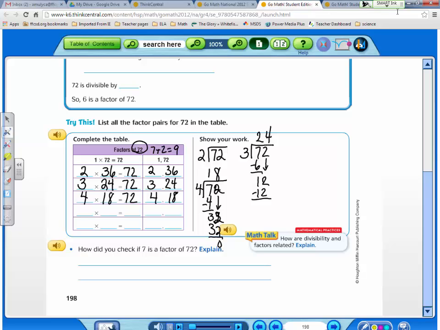Now I can check for 6. The test for 6 is: is it divisible by 2? Yes. Is it divisible by 3? Yes. So it is divisible by 6. Again, if you can't do it in your head, you could come over here and do the division and find out that 6 times 12 is 72, giving me factors of 6 and 12. 7 doesn't work because 7 times 10 would be 70, and I can't get to 72. 8 times 9 equals 72, so that gives me factors of 8 and 9.